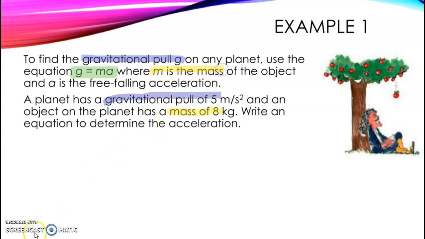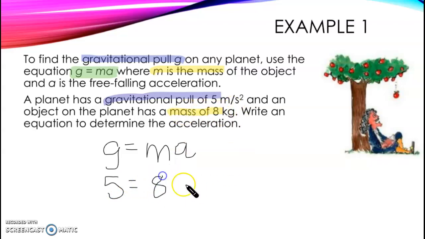M is the mass. So taking that original equation, G equals ma, all I'm going to do is plug in the gravitational pull of 5 for G. And I'm also going to plug in that 8 is the mass. And we can use this equation to determine the acceleration, but it actually doesn't ask us to solve for it from here. And so this is actually all we have to do to finish writing an equation that helps us determine the acceleration, and that is our final answer.